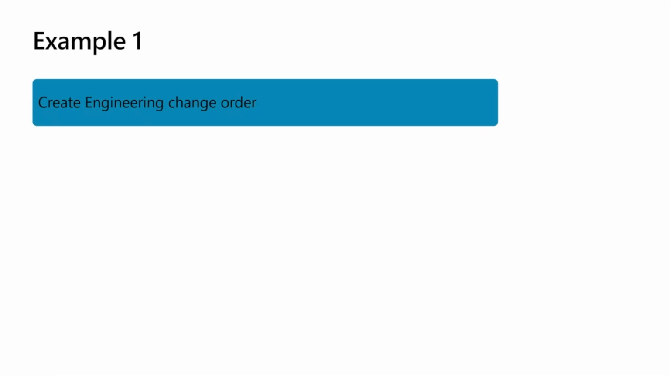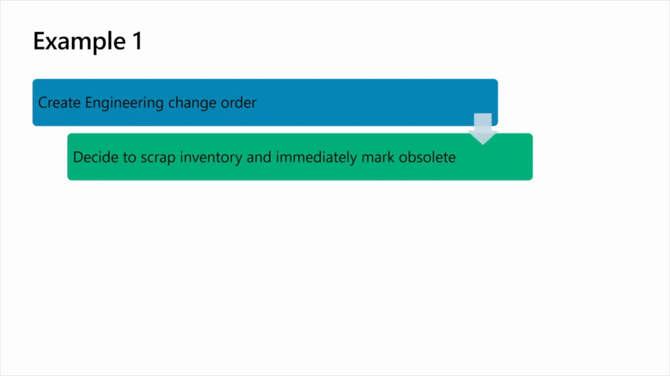Now let's walk through one of the specific examples that we're going to be showing in the demo later. In this case, we've decided we want to retire our item, and we're going to create an engineering change order to make the updates to the product. We'll discuss the remaining inventory situation, and we determine that it's not worth trying to sell it because it's slow moving and not very high value. So we want to just scrap it and mark it obsolete.